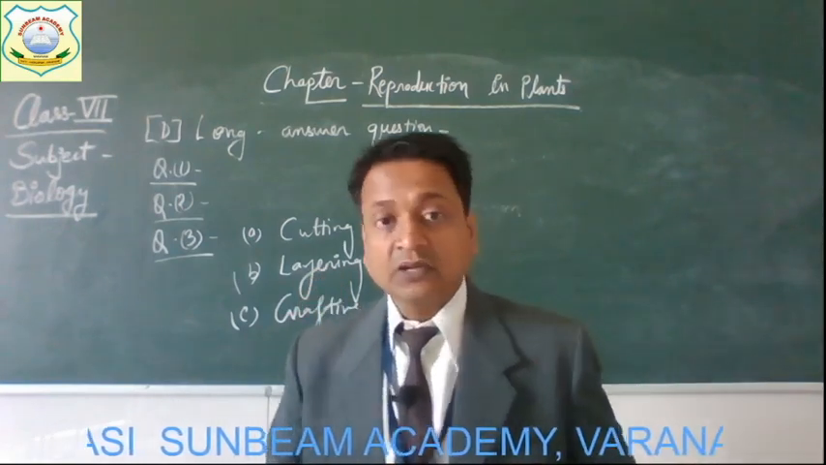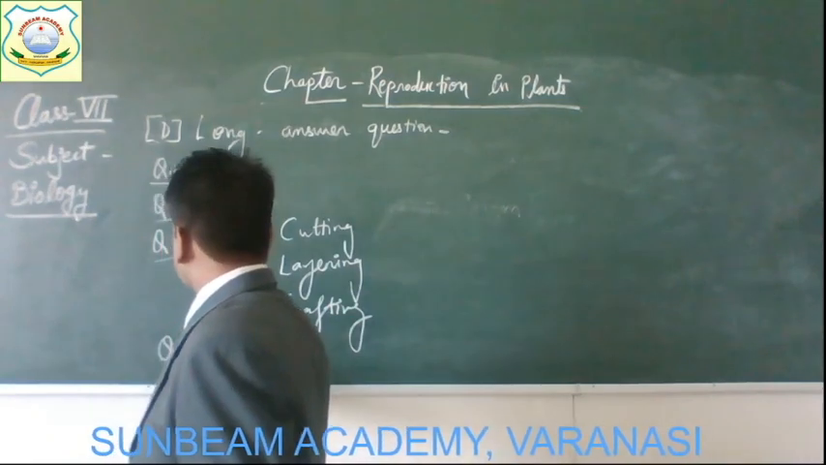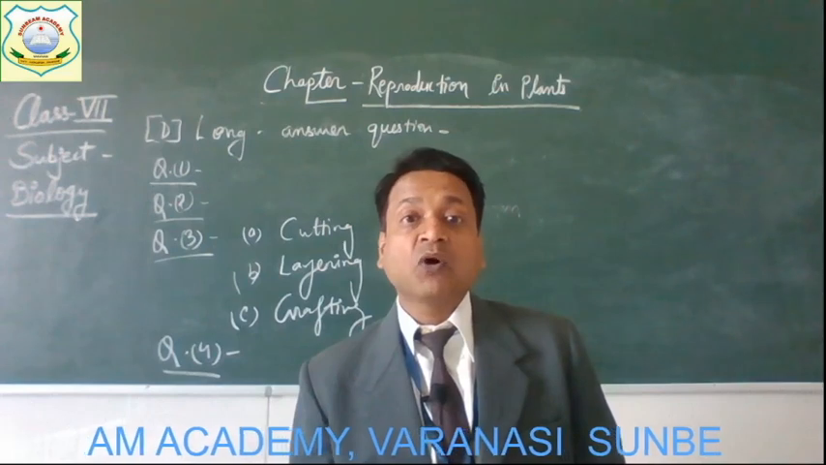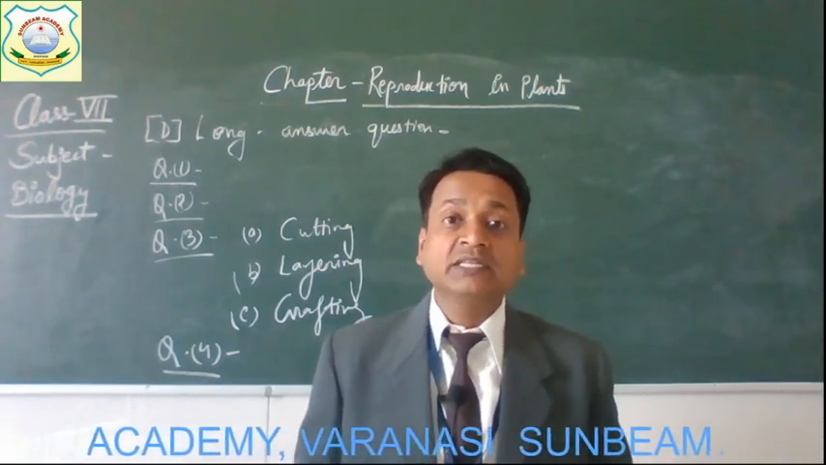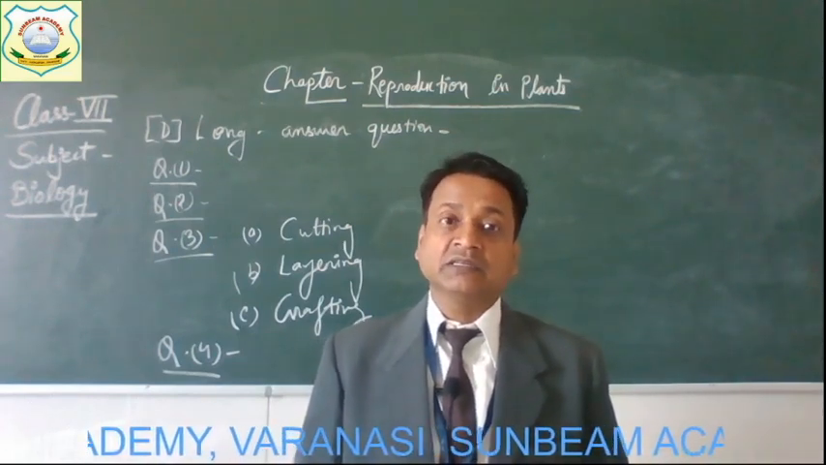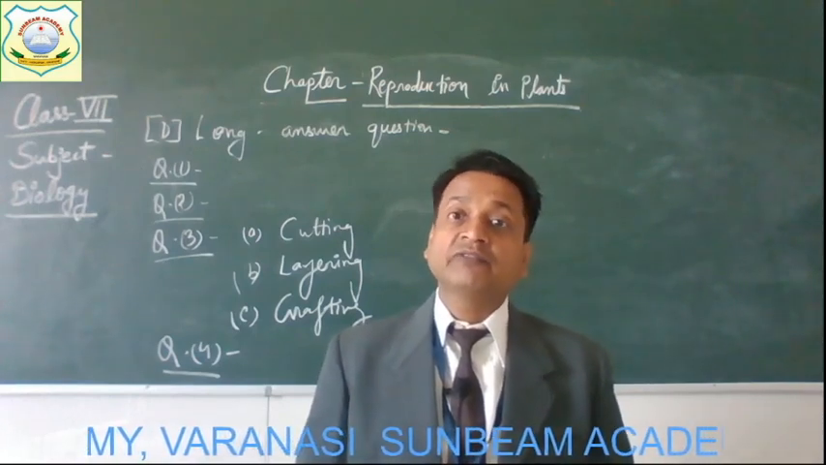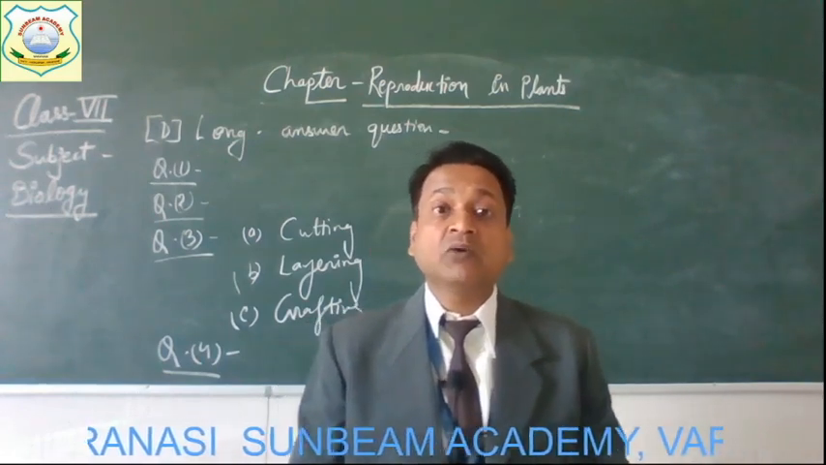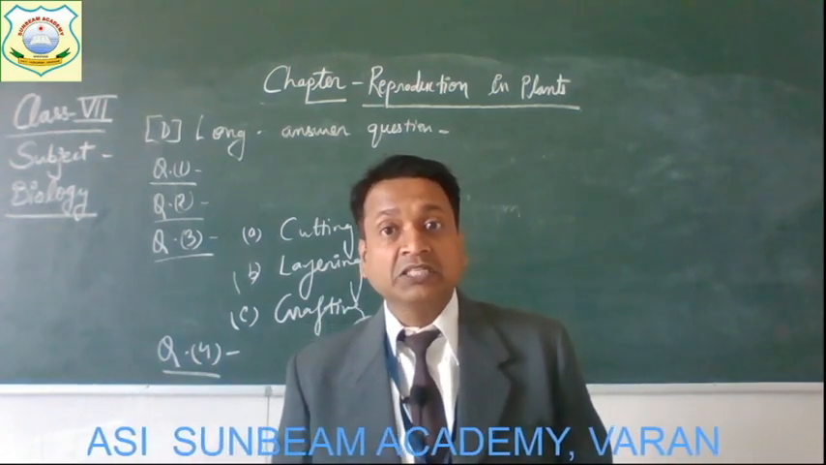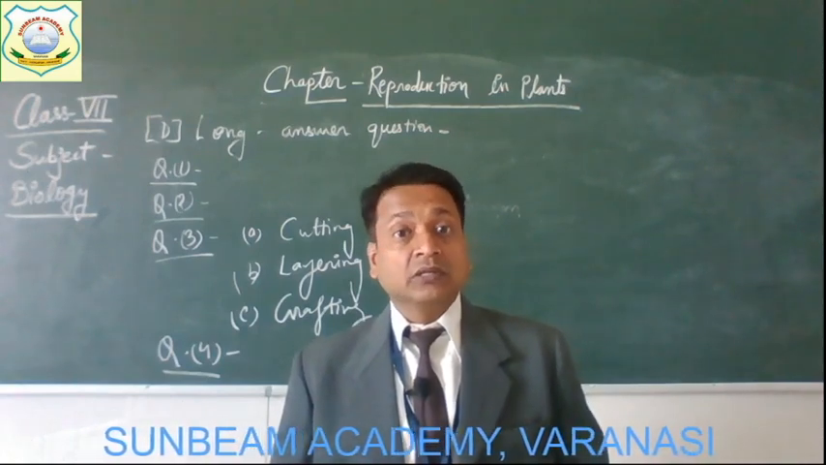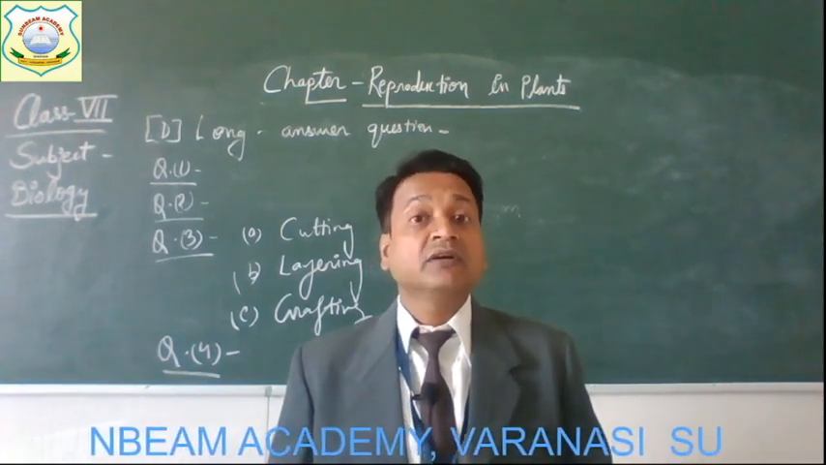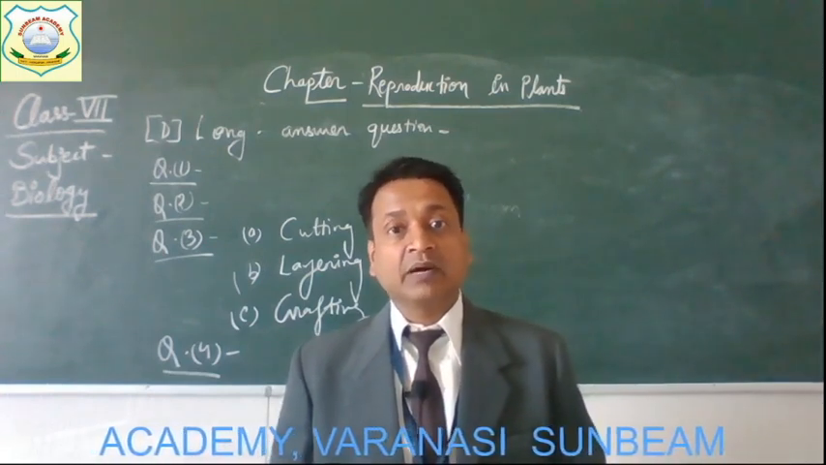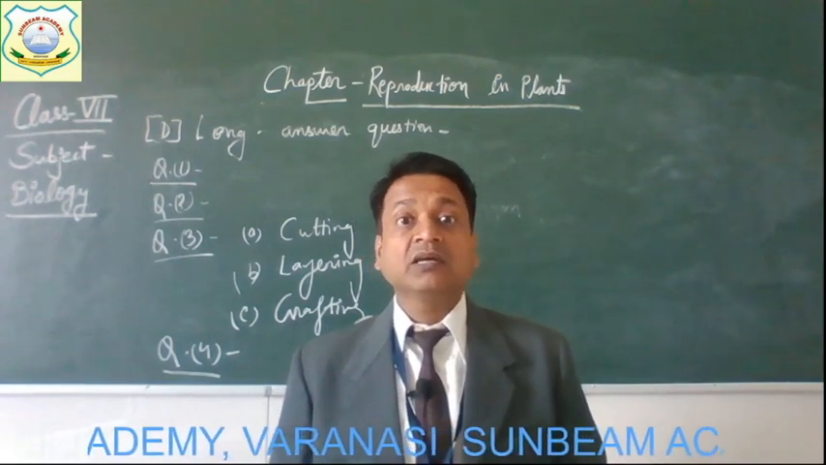Now come to the next question, number 4. And the question is, what is pollination and how does it lead to fertilization? Explain with the help of a diagram. So children, remember that in the chapter we have discussed pollination and fertilization. Okay, so pollination is the process of transference of pollen grains from the anthers to the stigma. Alright, so this is called pollination.